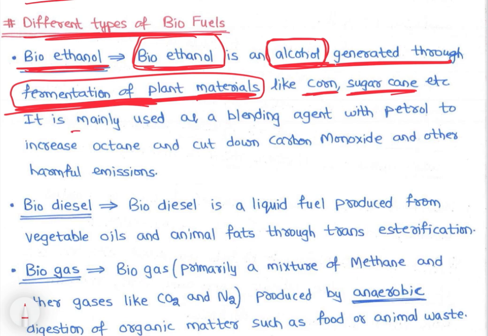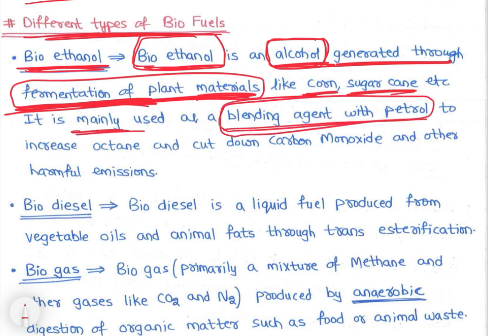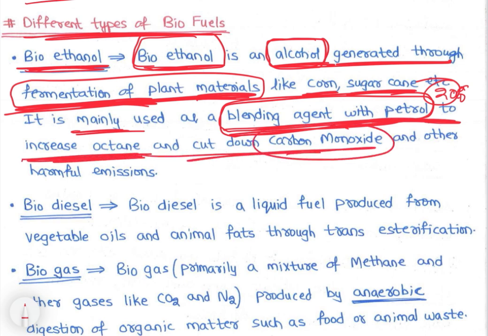And bioethanol is mainly used as a blending agent with petrol, right? जैसे biofuel policy में 20% blending target है, right? So mainly petrol से blend करते हैं, right? To increase octane and cut down carbon monoxide and other harmful emissions. So that is another use of biofuels. Biofuels cut down pollutants also, right?